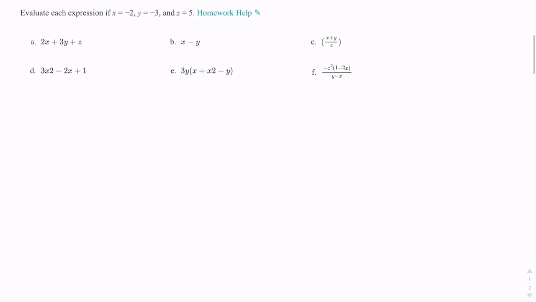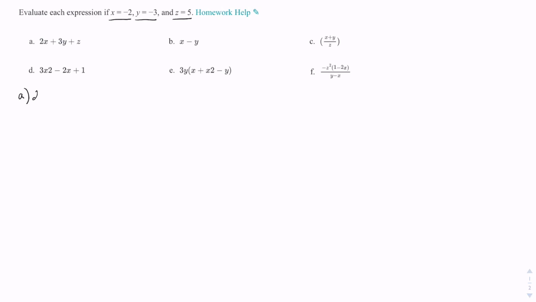This problem is evaluating expressions, and they give us values for x, y, and z, and then we have to substitute these values in and evaluate the expression. So let's start with A, right? It's 2x plus 3y plus z. And all I'm going to do on the first step is substitute in these three values, and I'm not going to simplify. I'm just going to substitute in.